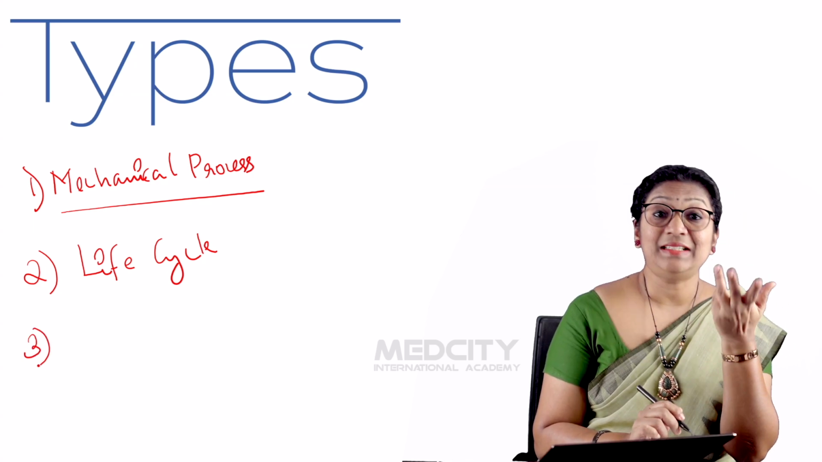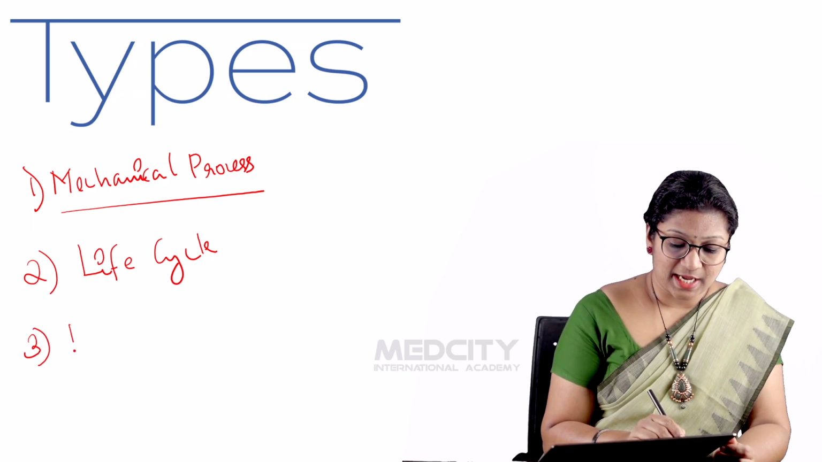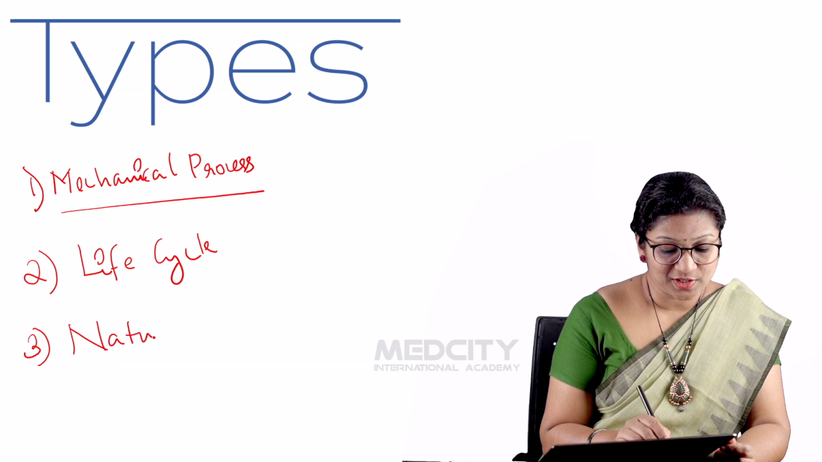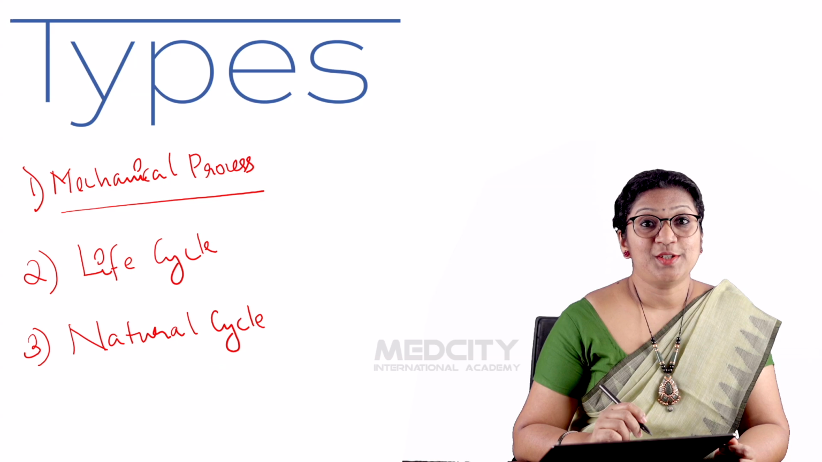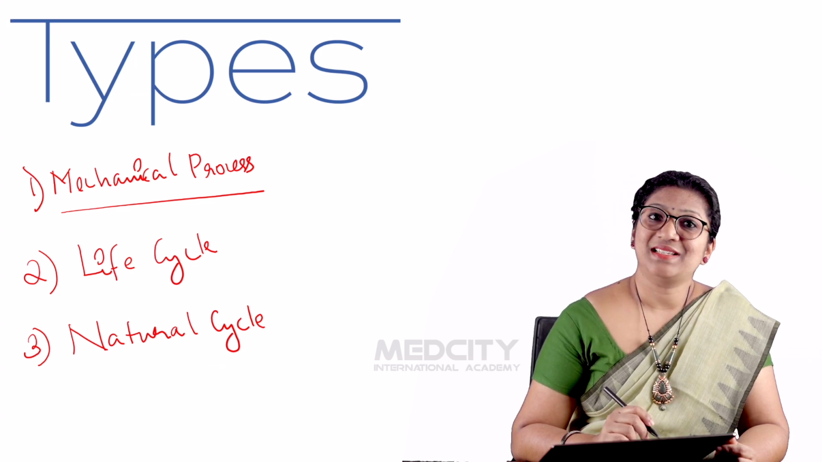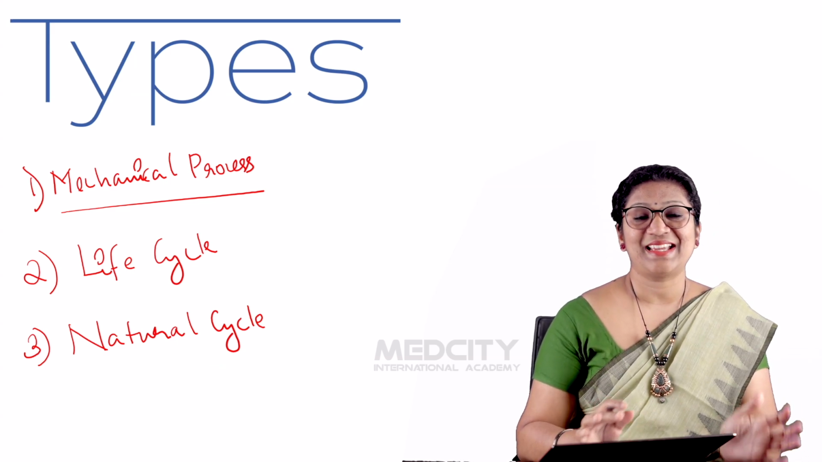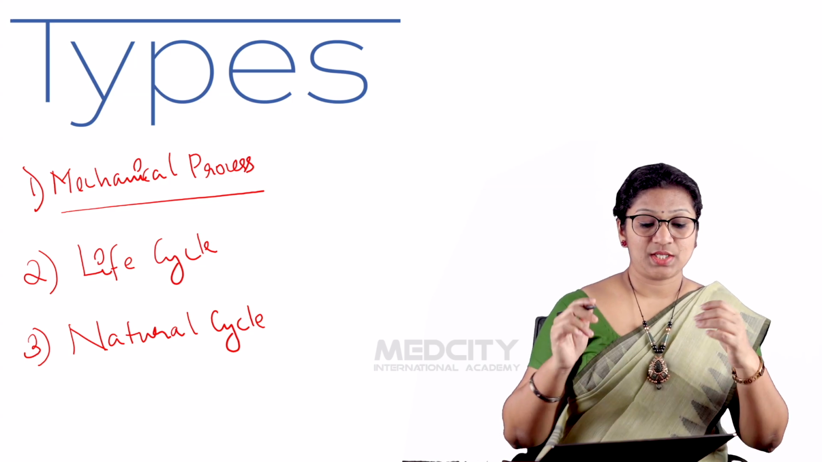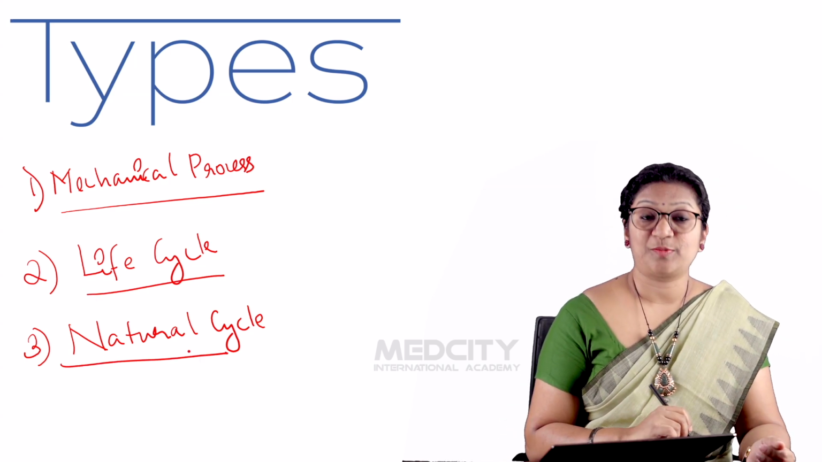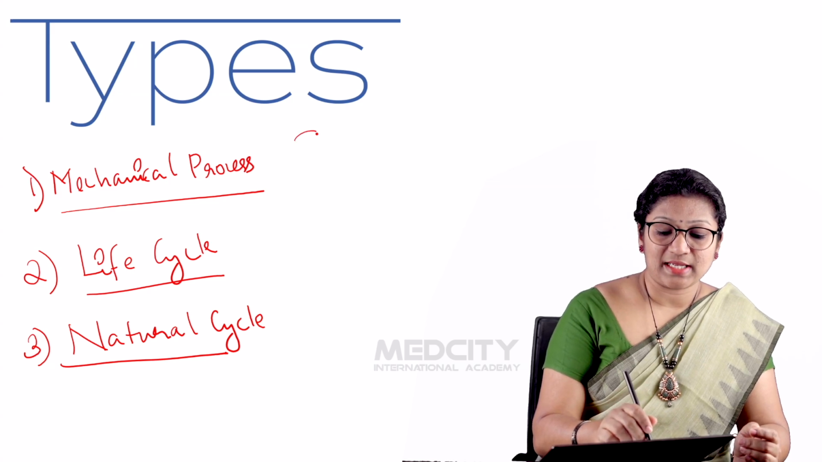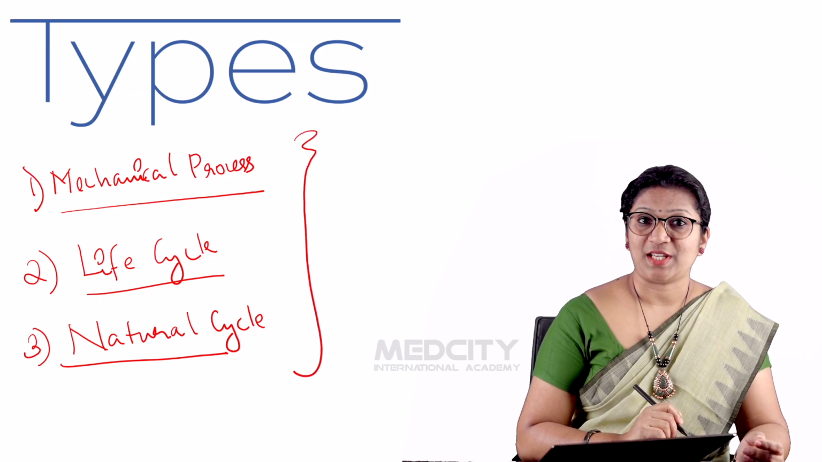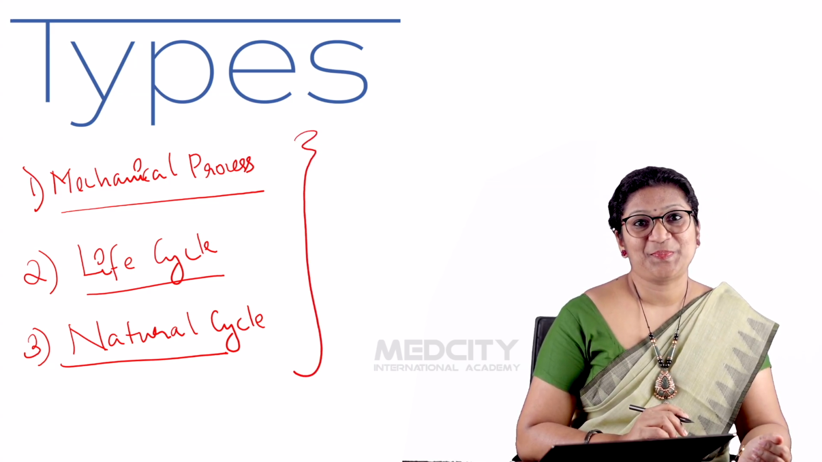And the third type of process is the natural cycle. So when you have the natural cycle, it would be things like the rock cycle we saw, soil formation, maybe water cycle, nitrogen cycle, oxygen cycle, and so on. So these are the three types of processes that you have to be familiar with, and in your IELTS writing, any one of these could appear.